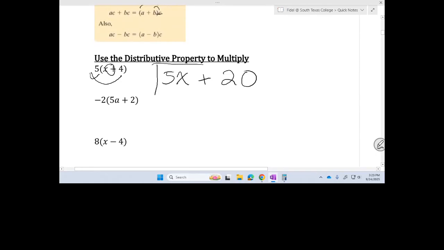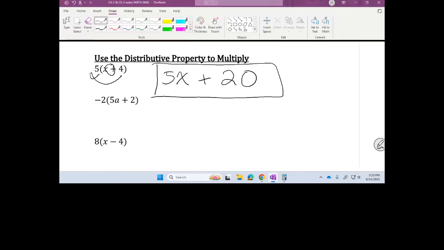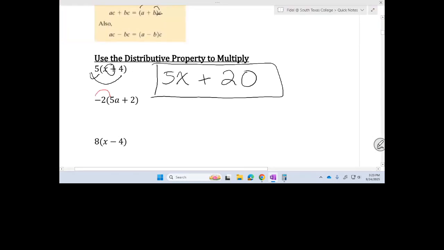Now, y'all, right here, I'm going to stop because I can't combine them because one of them has an x and the other one doesn't. Okay. So that's all we're going to do there. Let's try the next one and make sure, again, it's making sense. So look, negative 2 times 5, negative 10 with an a. Y'all, a negative 2 times a positive 2 should be a negative 4, right?